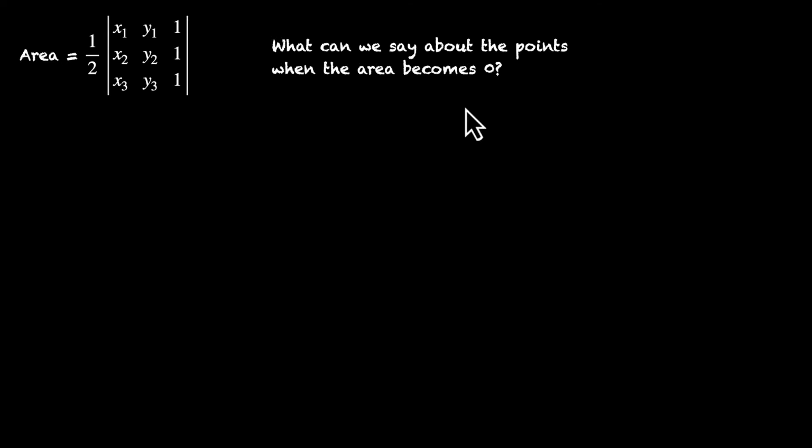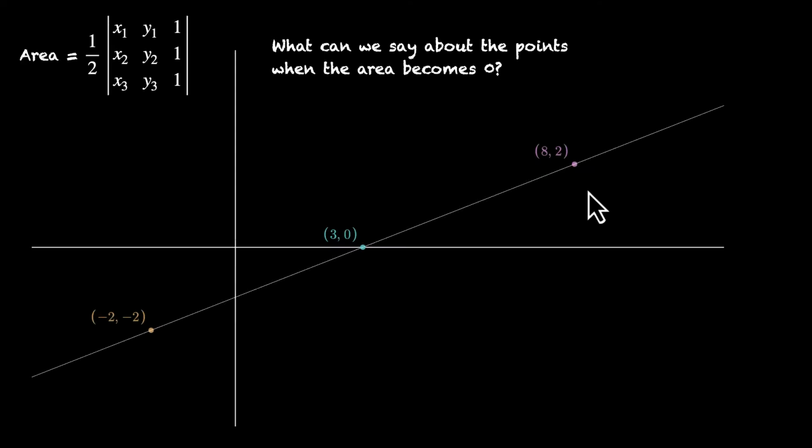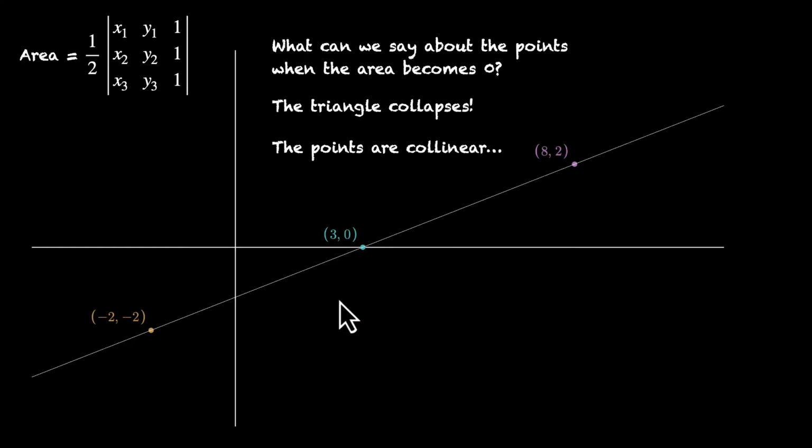Well, if the area is 0, these points are collinear. And why can we say that? Because if we join these 2 points, we get one side. These 2 points, we get the other side. And these 2 points, we get the third side. Notice that the sum of these 2 sides is exactly equal to this third side, which means that our triangle has collapsed, which means that the points are collinear.